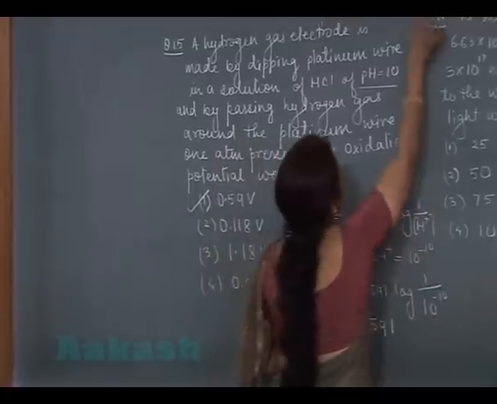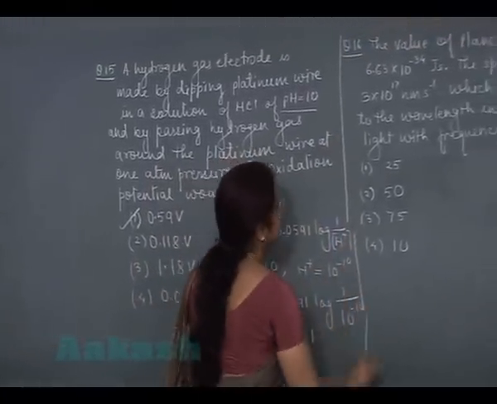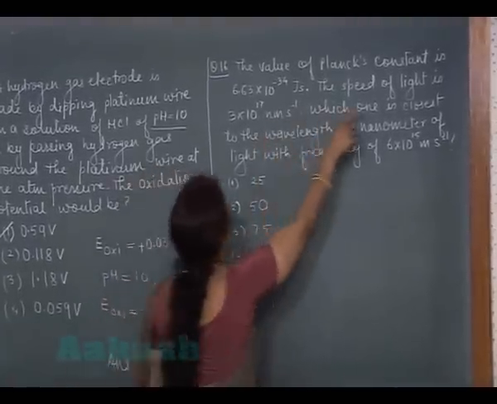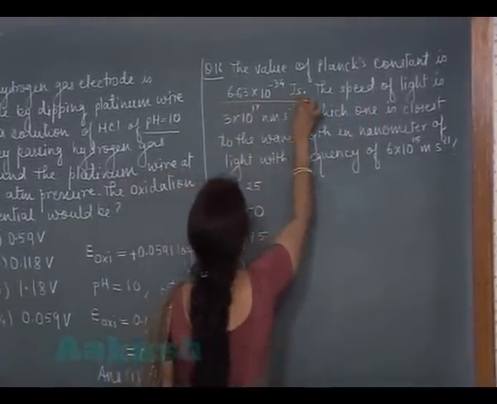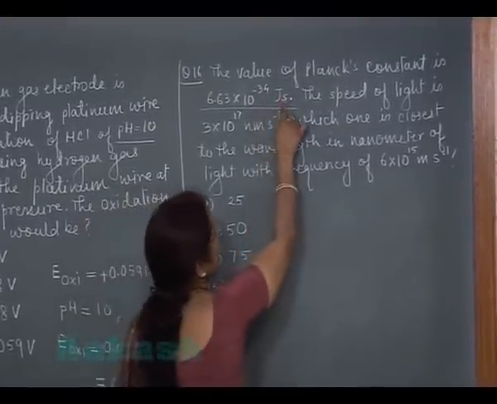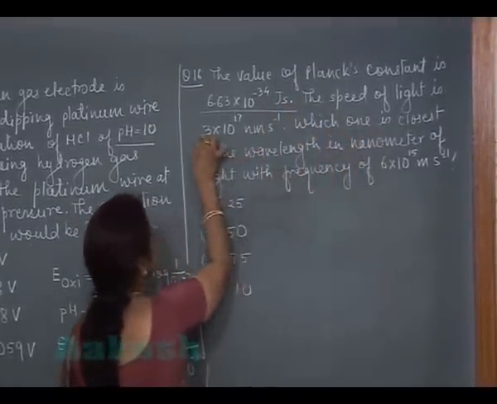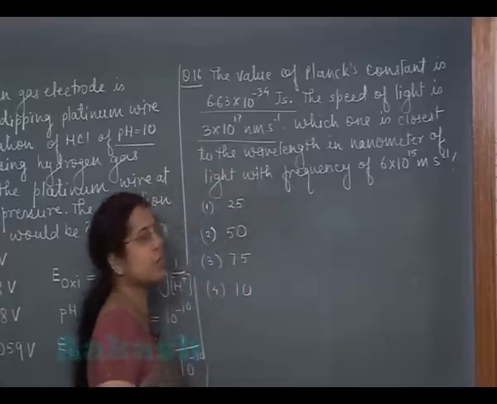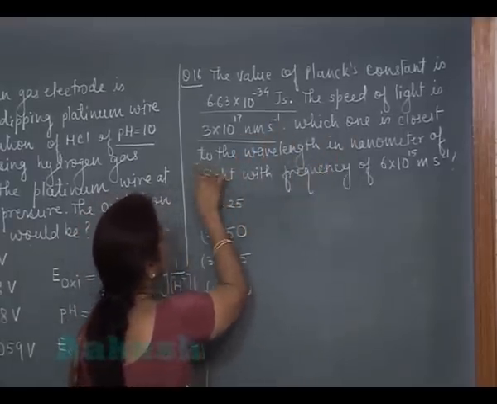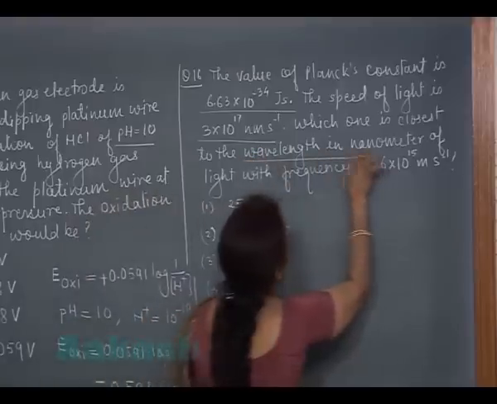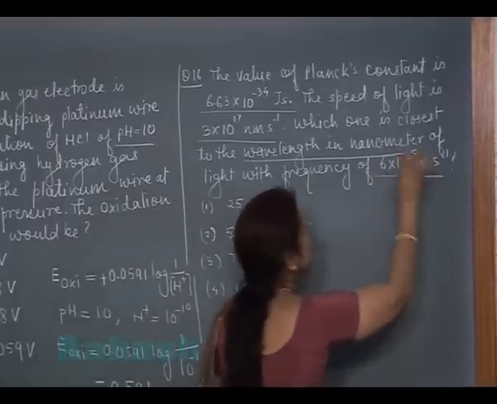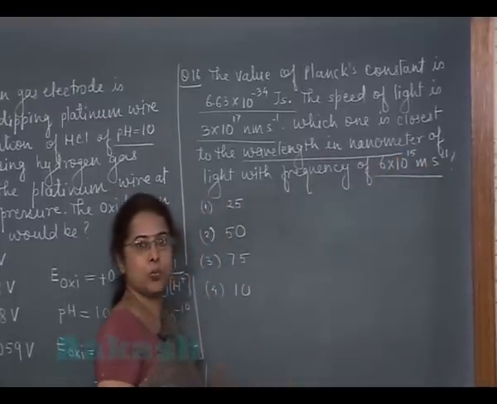Next question is question number 16. Question number 16 is the value of Planck's constant is 6.63 into 10 raised to power minus 34 joules second. The speed of light is 3 into 10 raised to power 17 nanometer per second. Which one is the closest to the wavelength in nanometer of light with frequency of 6 into 10 raised to power 15 meter per second?